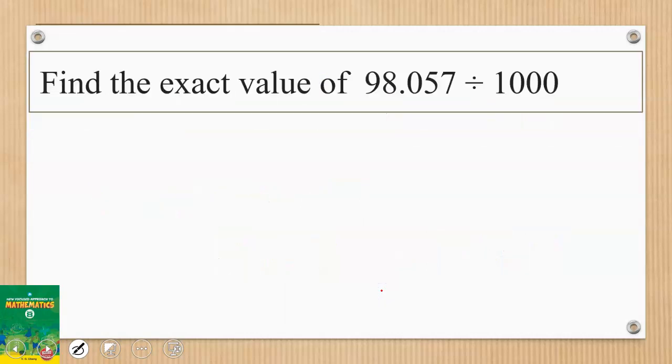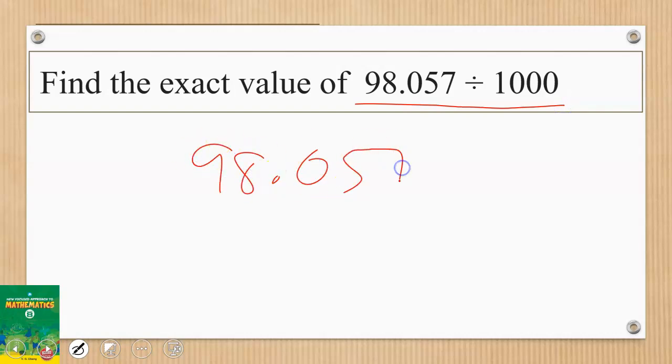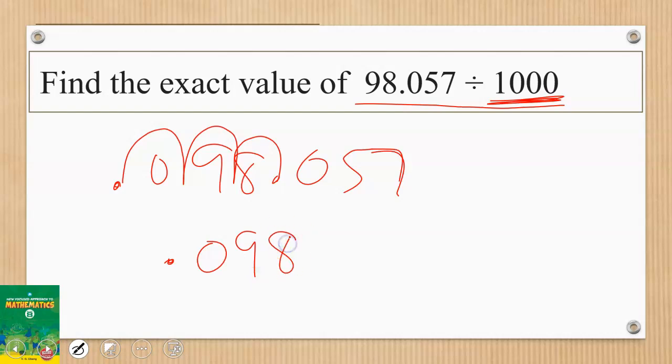Now, let's take the last example. Find the exact value of this: 98.057 divided by 1000. So 3 zeros, so the decimal point will move backwards. So 1, 2, 3. Okay, so that the point comes here. So we are going to have 0.0, and we fill in the 0, 98057. When we have a point like this, we always put 0 in front of it.